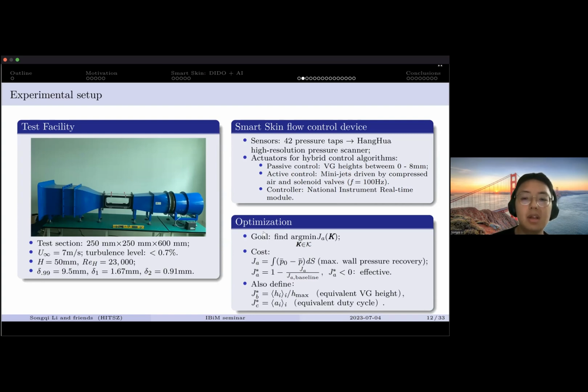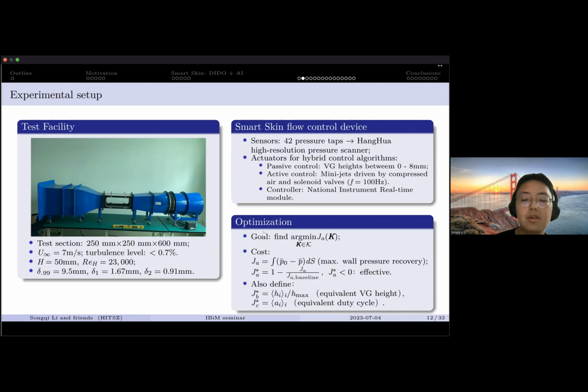Here we need to parameterize the passive control and active control in a mathematical manner. For the passive control, we convert the control strategy to different VG heights between 0 and 8 millimeters, because 8 millimeters is really close to the boundary layer height. For the active control, we control the on-off state of the mini jets driven by compressed air and the solenoid valve. And for open loop control, we just make it a constantly open or constantly closed scheme.